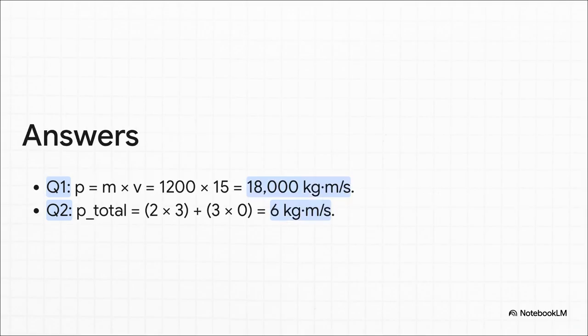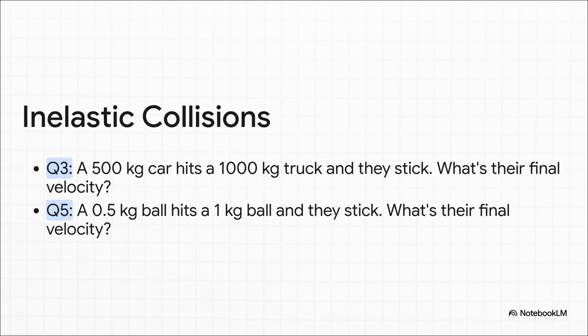And as you can see, for the car, it's just mass times velocity, which gives us 18,000. For the two-object system, we do the same thing, but since that second object is just sitting there, its momentum is 0, so the total momentum of the whole system before they even touch is just 6. Okay, now for a classic inelastic collision. The key phrase to look for here is, they stick together. That's a huge clue. It tells us that after the impact, we're not dealing with two separate objects anymore. We're dealing with one single object with a new combined mass.